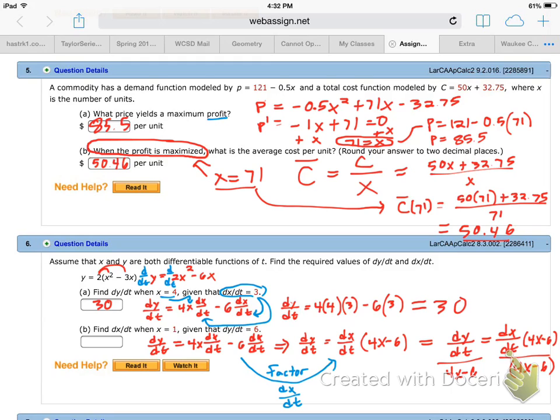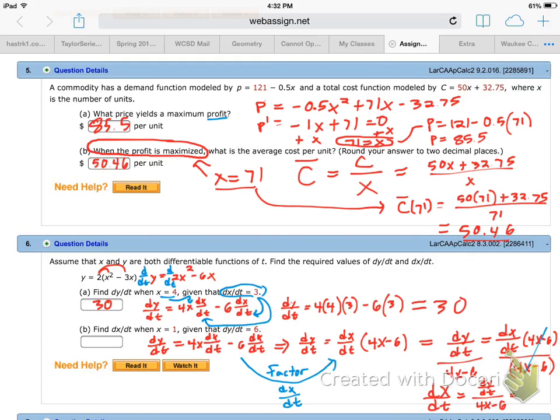That's important because now I can cancel the 4x minus 6's on the right. That's what I wanted to do. And here's what I have: dy dt over 4x minus 6 equals dx dt. I flipped the equation around, I just wanted to have dx dt on the left.